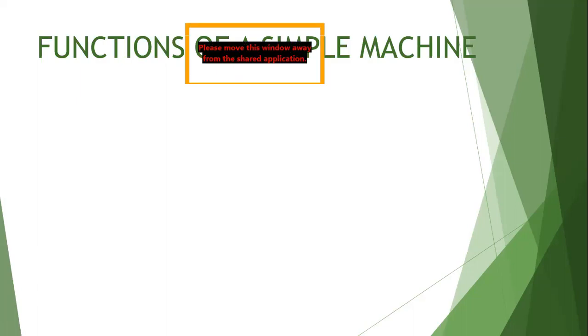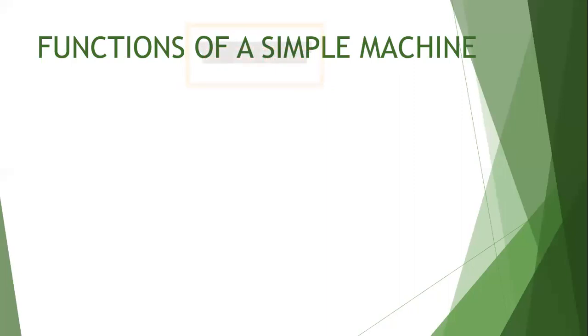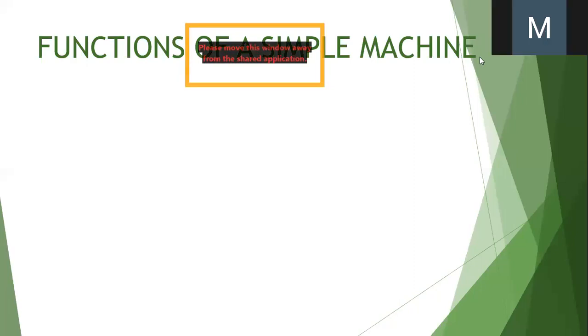For example, we use wrench to open a nut. We use a jack to lift a car and many more. Okay. In fact, we are surrounded by different types of machine. Okay. In this chapter, we are going to talk about simple machine. Okay. Our topic is not about machines, but we are limiting our discussion to simple machine.